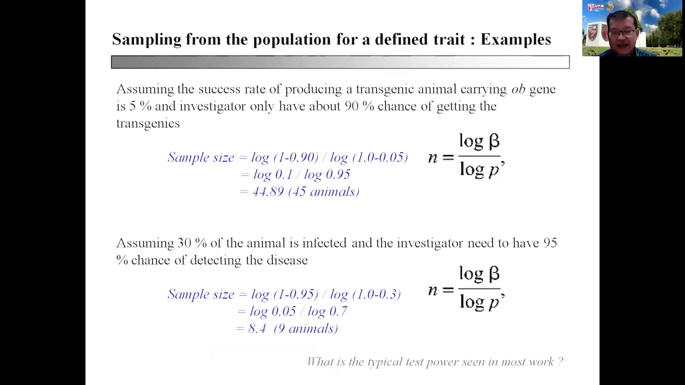Let's look at this application using Dell's formula. Assume that the success rate of producing a transgenic animal carrying an obesity OB gene is 5%, and the investigator wants about a 90% chance of getting the transgenic. In this case, in order to produce one animal, you can see that you need 45 animals. So if you are going to propose a study comprising 10 OB gene animals, you cannot start with 10 animals. You need to start with 10 multiplied by 45 animals, so 450 animals.